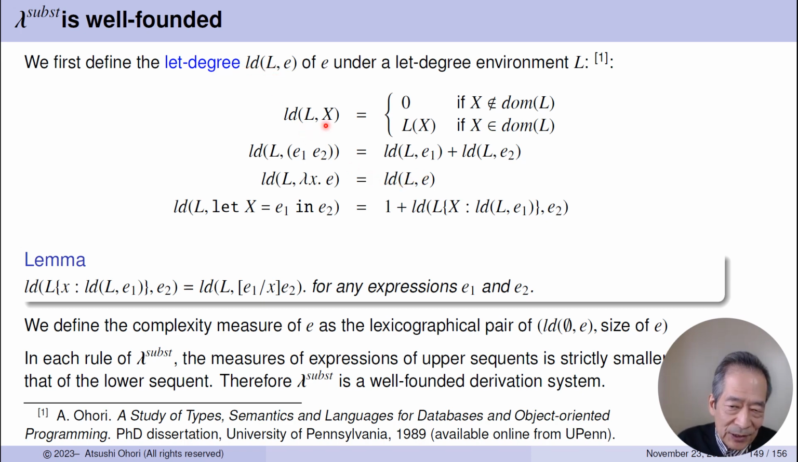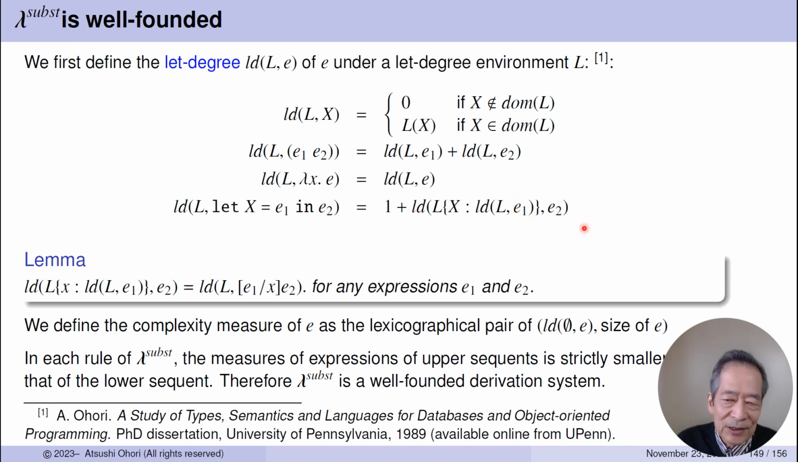potential occurrences of this x, because potential occurrences of x can be non-trivial because of the nested let expression, right? This is the point of this let degree. So the let degree of this let expression is this way: 1 plus the let degree of E2, and in this case we interpret E2 with the extended environment, extend L with x to be the let degree of E1, right? E1.